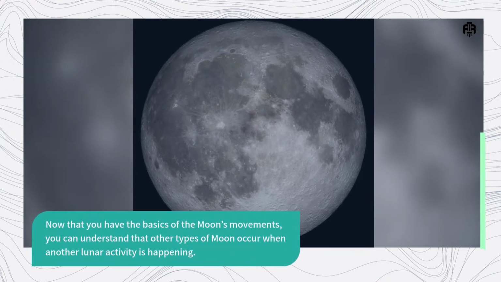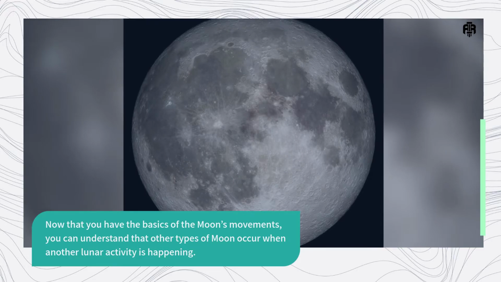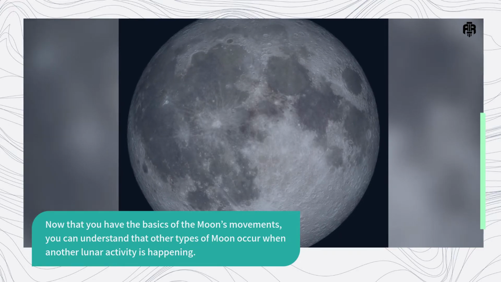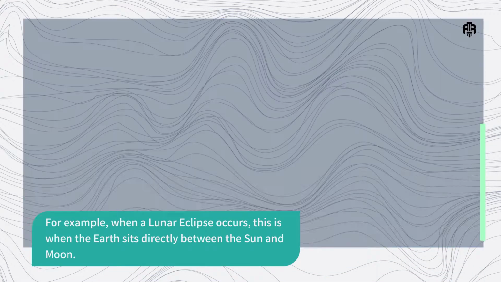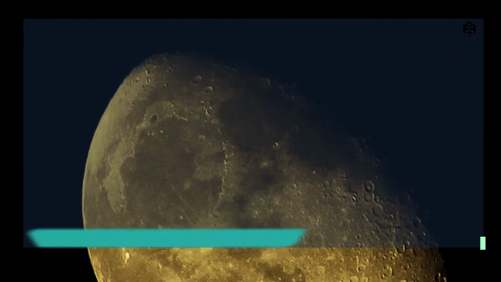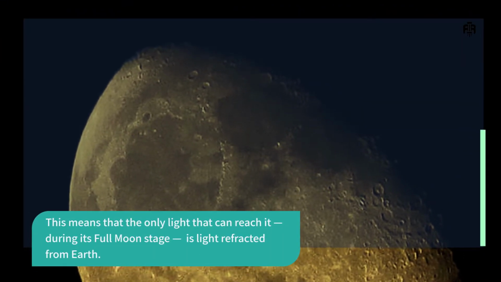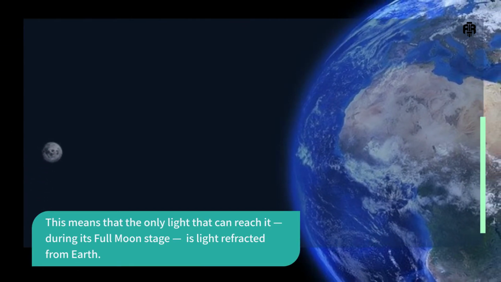Now that you have the basics of the moon's movements, you can understand that other types of moon occur when another lunar activity is happening. For example, when a lunar eclipse occurs, this is when the Earth sits directly between the Sun and Moon. This means that the only light that can reach it, during its full moon stage, is light refracted from Earth.